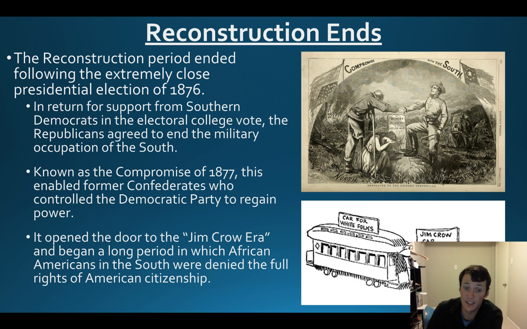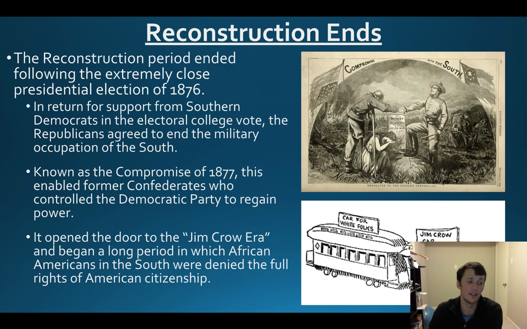And this compromise of 1877 is going to enable these former Confederates who controlled the Democratic Party to regain power again, right? They're going to start to control the state legislatures. They're going to start to be back in Congress and the Senate, and the Republican majorities that we had seen that were pushing civil rights for the freedmen and things like that are going to start to disappear. And with stepping away and ending the military occupation and stepping away from the South and Reconstruction, it's going to open the door for what becomes known as the Jim Crow era, right?